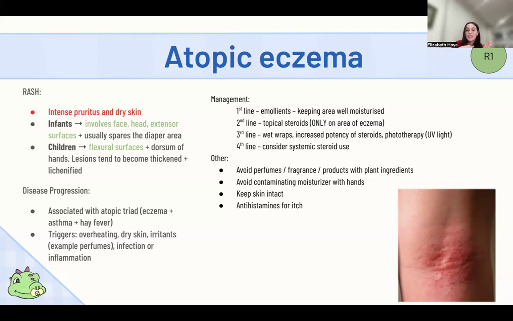of the surrounding skin. Third line is wet wraps. So that's applying a topical steroid and then wrapping it in, I think people use Glad wrap, bandages, anything that keeps it on there to just increase. I think someone told me it's the absorbance, but if you just remember increased potency of the steroids, that's what's important. Third line is also phototherapy. And then fourth line, I think it's quite rare, but there is systemic steroid use. That's a last line option.